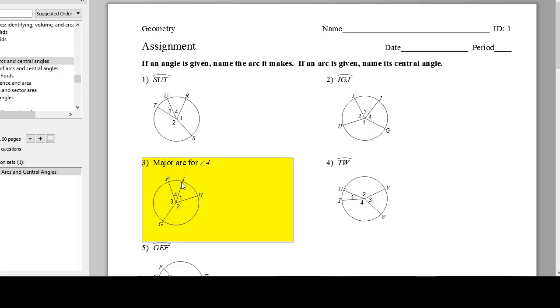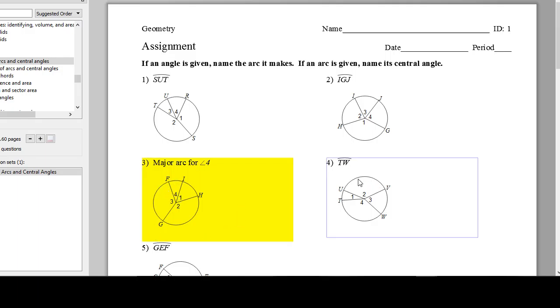So why wouldn't the minor arc be just F, I, H? Well, if I'm talking just about angle 4, then it should be FI. But if I'm talking about the major arc for FI, then it has to be the other part of the 360 degrees. I have to walk the long way around the perimeter. So the major arc would be named FGI, or you could name it FHI, either way, because you're still walking the same direction.